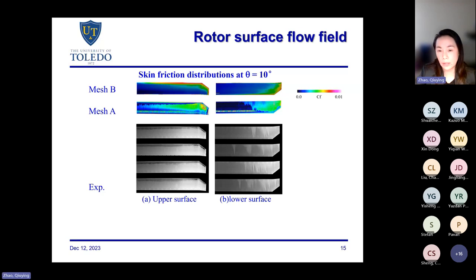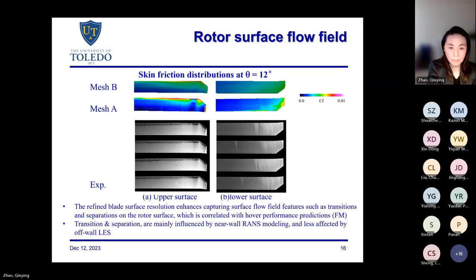So here's the 10 degree pitch angle comparison. The trends are similar. We do see much more detailed patterns on refined mesh A. However, on mesh B, we can only see the trend, but it doesn't provide very accurate details compared with the experimental data. Here's the results for 12 degrees.